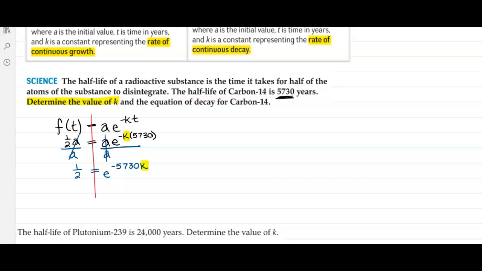All right, now I am still trying to get k by itself. I can't get k by itself when it's taking on the role of an exponent. So I need to take the natural log of both sides so that this exponent can jump over the log and become a coefficient. So on the left, we still have the natural log of 1/2. On the right, my coefficient is now 5730, which used to be the exponent. My exponent has become the coefficient.